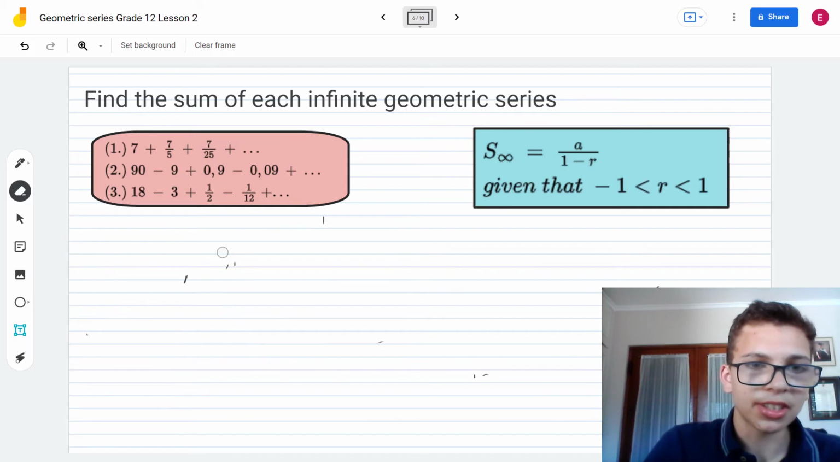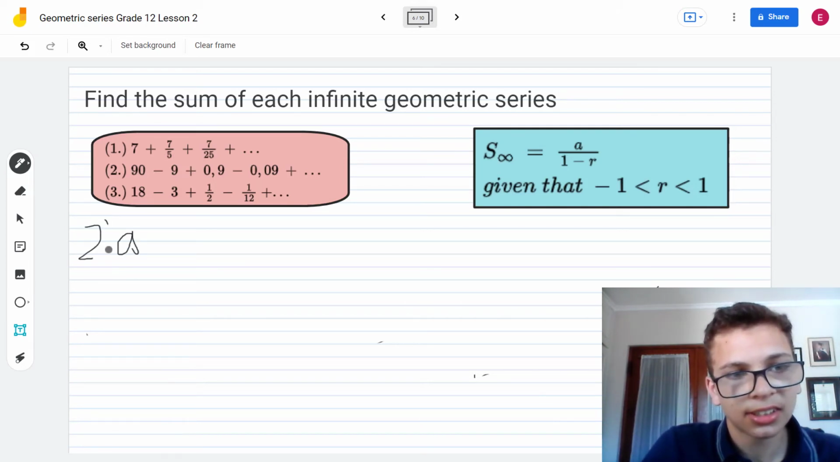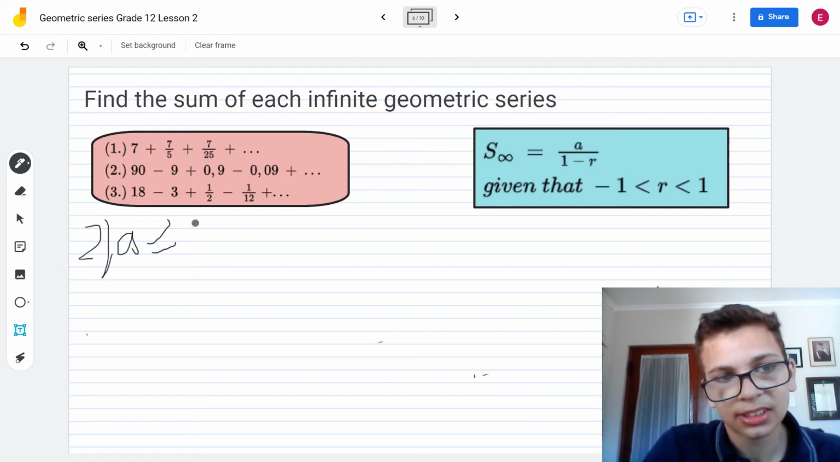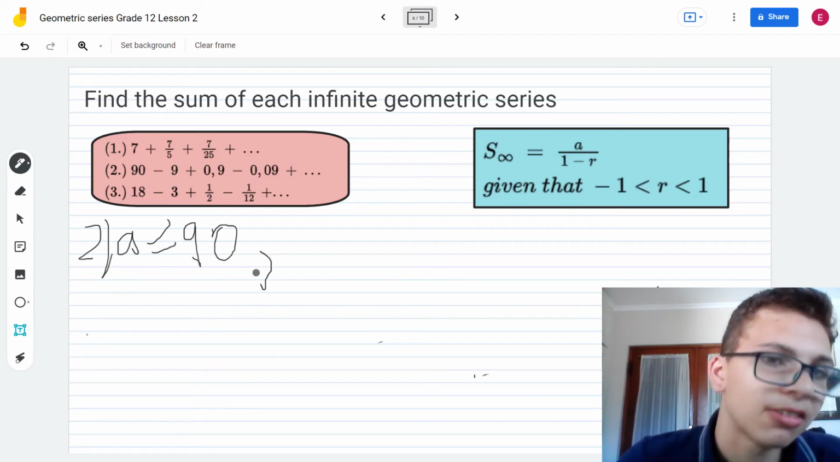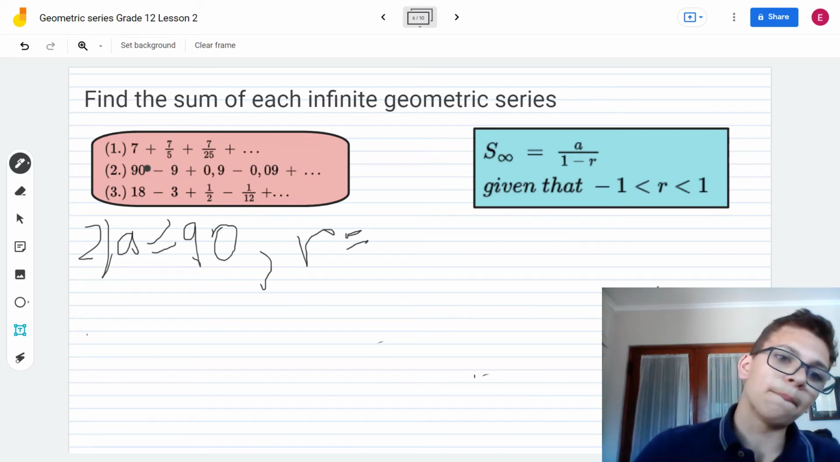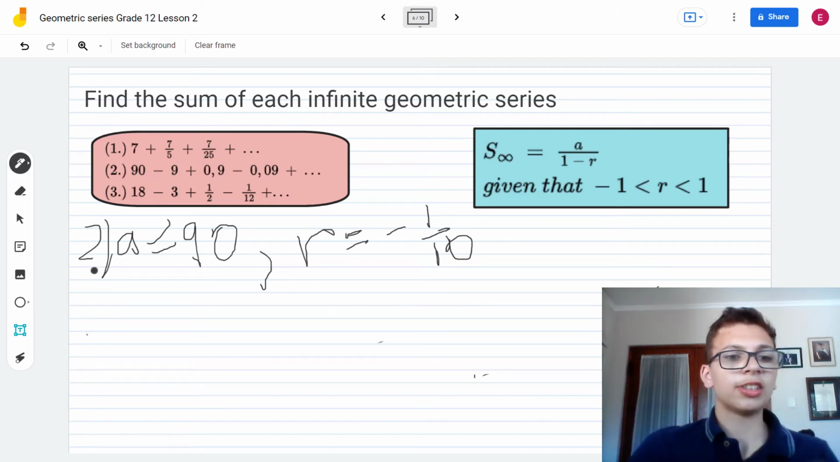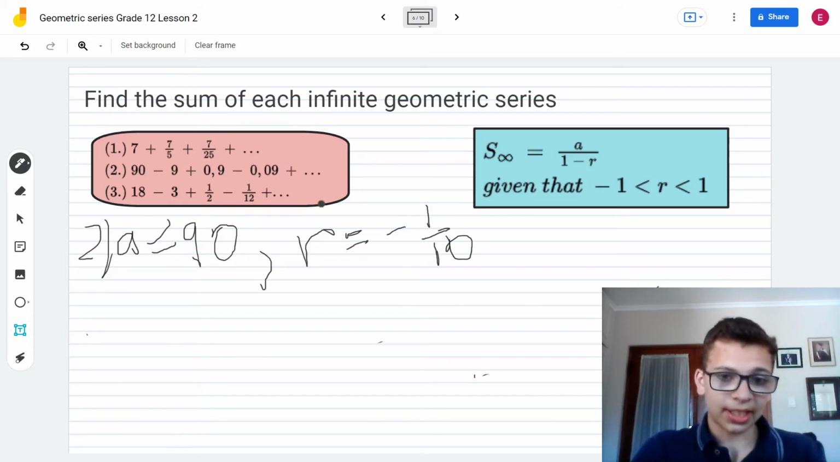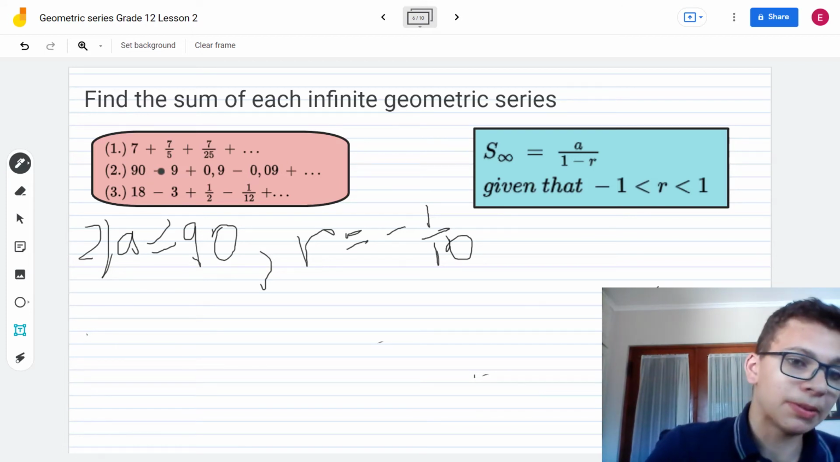Now the second one's a bit more interesting because we can see some negative signs. So again, we have a equals 90. That's our first term, right? And now, what's our common ratio? Well, our common ratio will be minus 1 over 10. As you can see here, 90 to 9 we divide by 10, or times by 1 over 10. However, we also have to say times minus 1 over 10 because it becomes a negative sign.